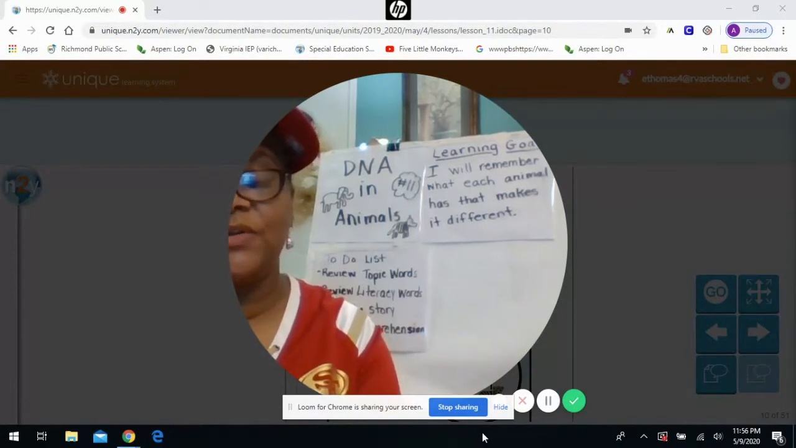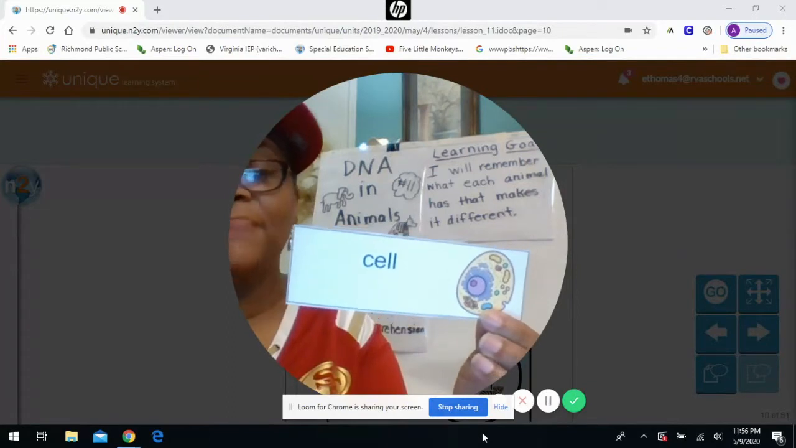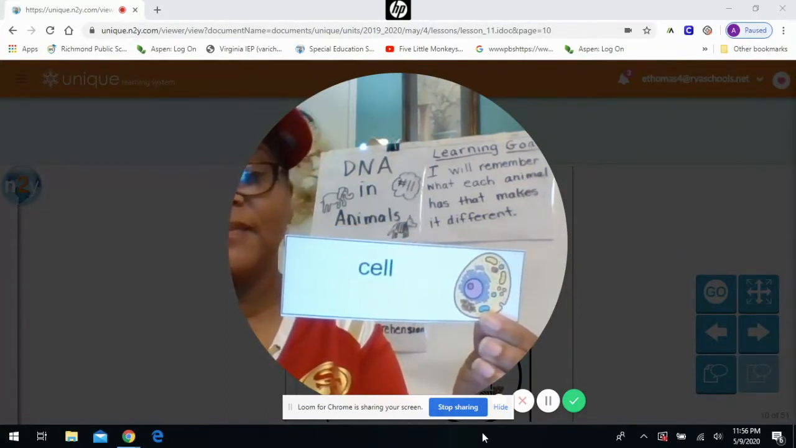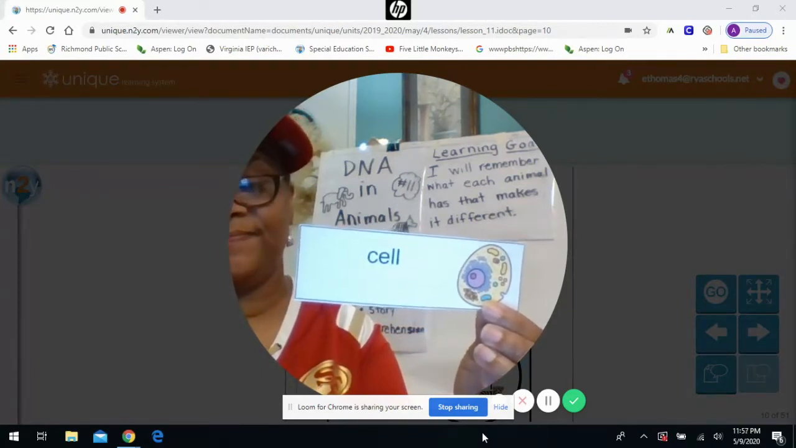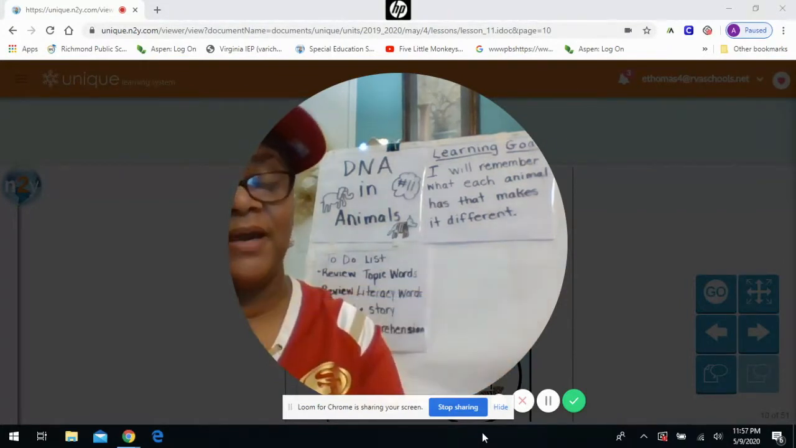The next word is cell, a tiny unit or the basic building block of a living thing. It has a nucleus and a membrane surrounding it. See the nucleus in the center. Then it's surrounded by a membrane.